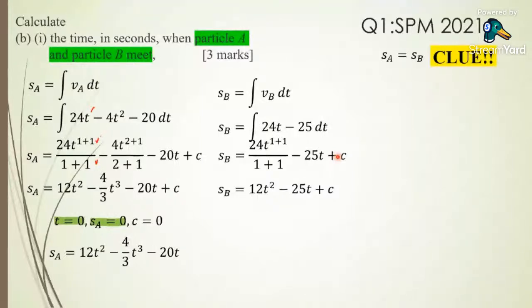Tengok. Okay, so this is the function for displacement of B. Okay, so far okay. So we have both. Kita dah dapat displacement for A, kita dah dapat displacement for B. Lepas tu kita ada this one, the clue. Okay. Barulah kita boleh buat yang ni. Ada yang ni, baru boleh buat. So this is what we will get.